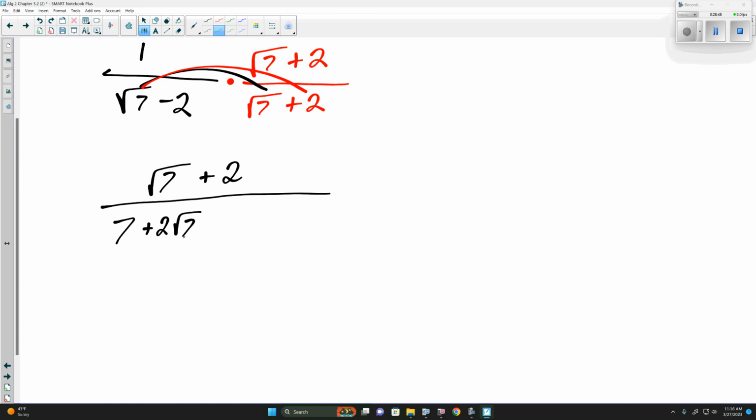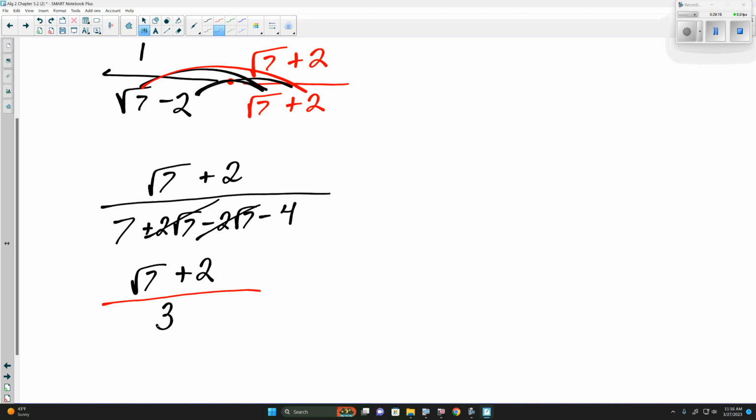Questions? Negative 2 times square root of 7 is negative 2 square root of 7. And lastly, negative 2 times 2 is negative 4. Now the numerator. We can combine like terms, but that's still just going to be the square root of 7 plus 2. The denominator, 2 square root of 7 minus 2 square root of 7 is 0. 7 minus 4 is 3. So we get this here.